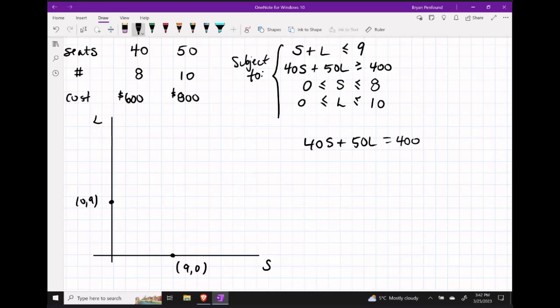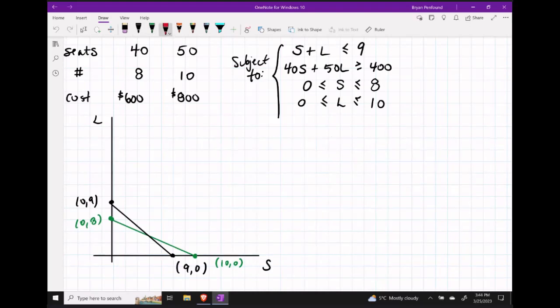Next up, let's take a look at the constraint line of 40S plus 50L is equal to 400. Let's start with S is equal to 0. If we were to divide both sides by 50, that's going to give us L is equal to 8. So let's go ahead and put that in green. And then coming back and considering L is equal to 0 and dividing both sides by 40, that gives us S is equal to 10. So I'm going to plot 10, 0 on the S axis. And we can go ahead and plot our 2 constraint lines.